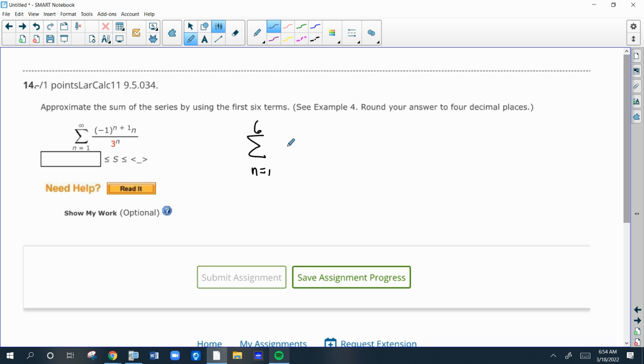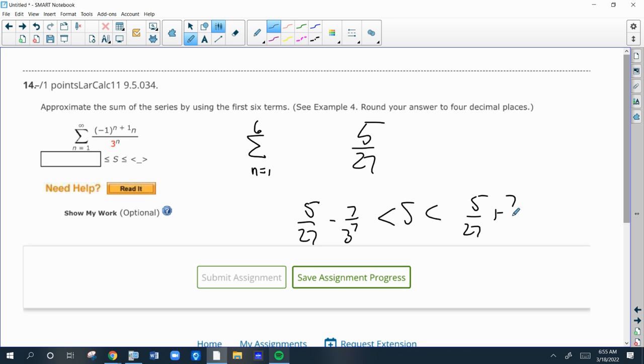This sum turned out to be for me 5 over 27. So the sum will be somewhere between 5 over 27 minus, now the next term is the seventh term. So that's what I'm going to do. So when I add this to 7 over 3 to the 7th, I get the upper bound, which is 0.1883. And then when I subtract it, I'm getting a lower bound as 0.1819.